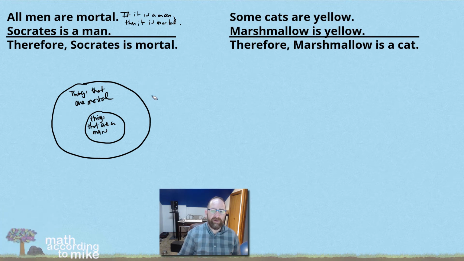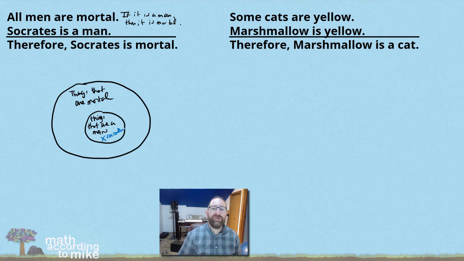What do we know about Socrates according to that second line? Again, we are assuming that all the premises are true. We are told Socrates is a man. Well, he should go inside of the things that are the man circle. So I'm going to put an X here to represent Socrates.